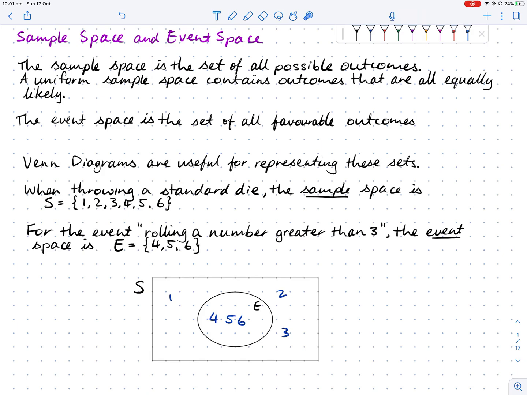So if I were to throw a standard die, okay, so just a normal die, the sample space is going to be S, okay, so S for set, and we use curly brackets. So inside we just list out what the possible outcomes were. So for a standard die, it would be 1, 2, 3, 4, 5, or 6. If we want an event rolling a number greater than 3, then the event space, as we said, the favorable outcomes, is any number greater than 3, which is 4, 5, and 6.